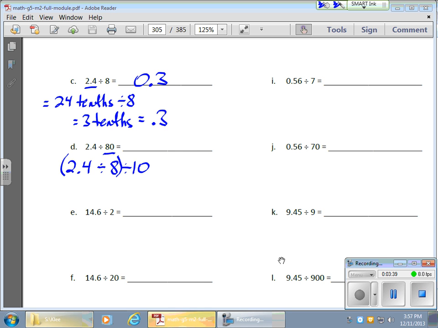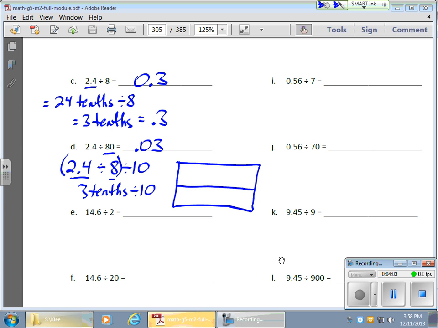Okay, so once again, I have my 24 tenths divided by 8 gives me 3 tenths, divided by 10. We're losing a place value. And 3 tenths losing a place value becomes 3 in the hundredths place. Looks a little like that. Okay? So once again, here's what it looks like in the place value chart. My 3 tenths, I lose a place value, becomes 0.03.